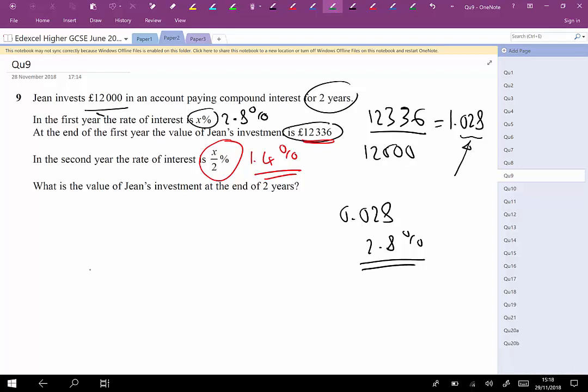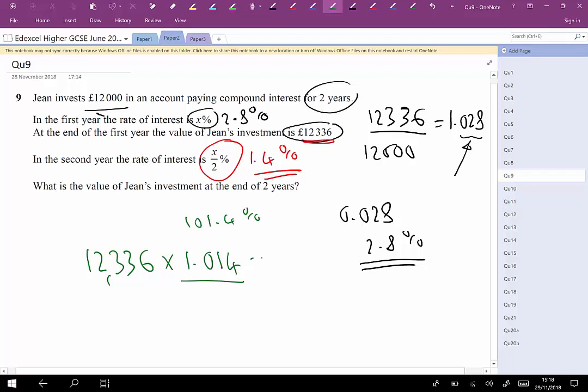So all we've got to do now is to take that money as it was at the end of the first year and add on the extra interest from the second year. The easy way to do that is to times it by 101.4%. 101.4% as a decimal is that number there. If you want to do it the long way around and find out what 1.4% is and then add it on, that's all going to be fine. 12,336 times 1.014 gives you a value of £12,508.70.